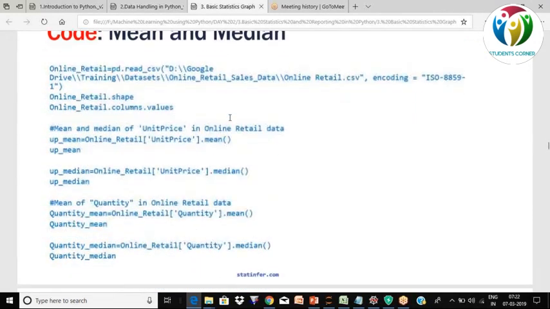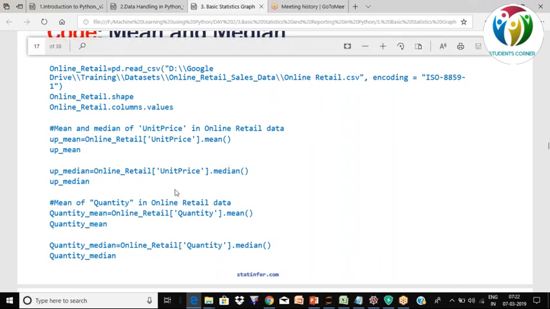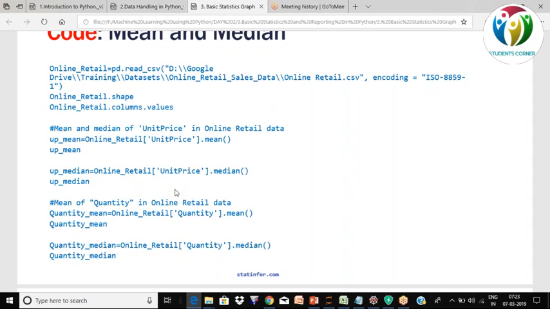So this is how you will do it. Once you import online retail, you look at shape to see how many rows and columns. You do columns dot values to see the different column names, because you want to pick unit price and quantity, but before that you want to know the column names. Then mean and median of unit price: you would say online retail, column unit price, dot mean. In a similar way, dot median. So what is the mean and median you are getting? Can you ping in the chat window for unit price?